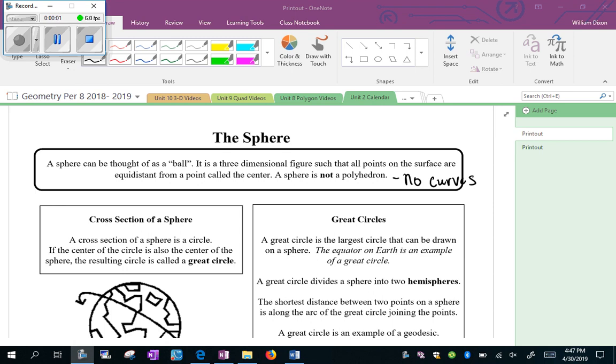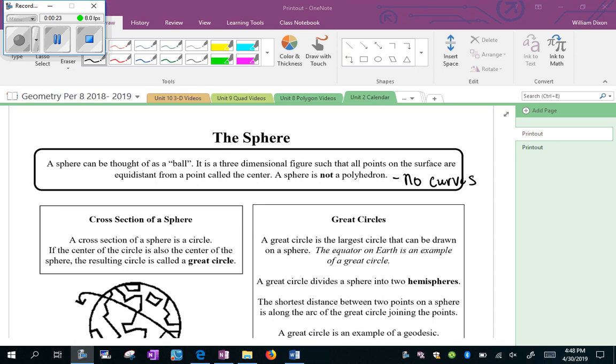Okay, in today's video, we're going to talk about the sphere. The sphere can be thought of as a ball. It's a three-dimensional figure such that all the points on the surface are equidistant from a point called the center. And it's not a polyhedron because there are curves. So make sure you write that down.